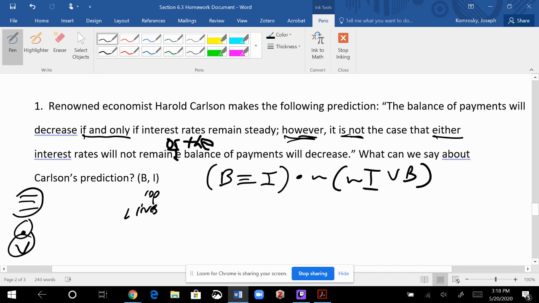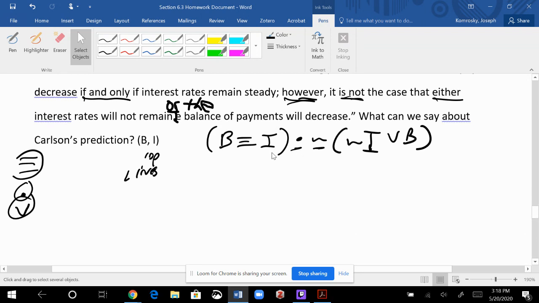However, let me read this to you. It's not the case that either interest rates will not remain the same, or the balance will decrease. So I negate "my interest rates will not remain the same," and that's how I translate it.